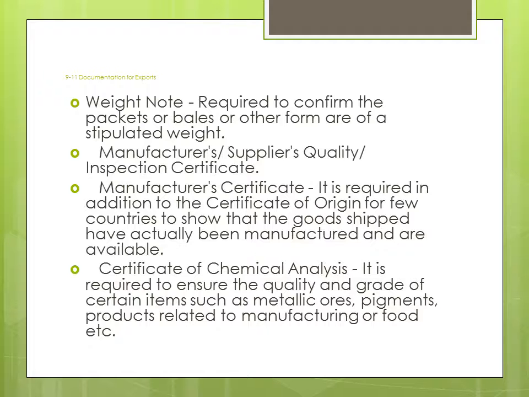Manufacturer's certificate. It is required in addition to the certificate of origin for a few countries to show that the goods shipped have actually been manufactured and are available. Certificate of chemical analysis. It is required to ensure the quality and grade of certain items such as metallic ores, pigments, products related to manufacturing of chemicals, or food, etc.